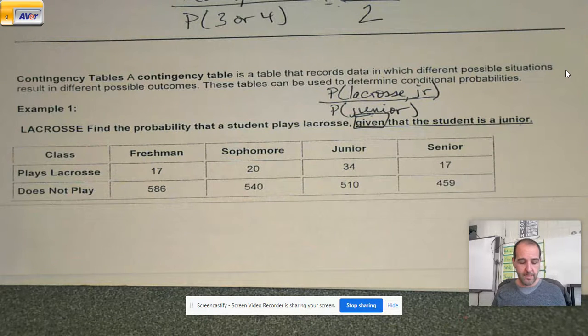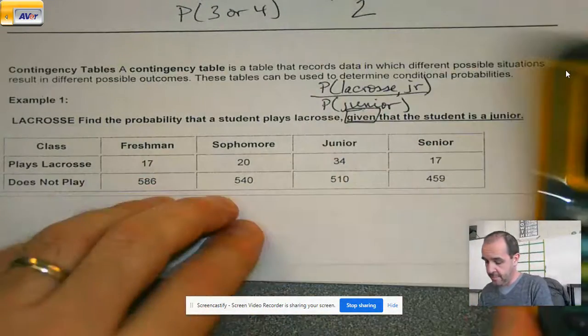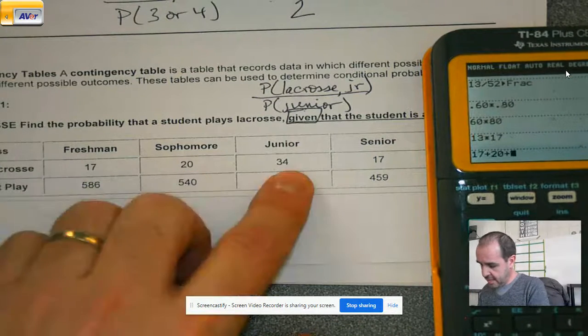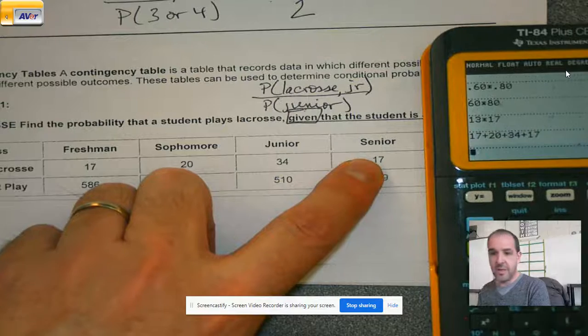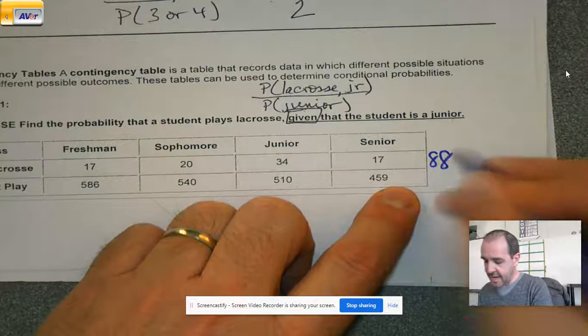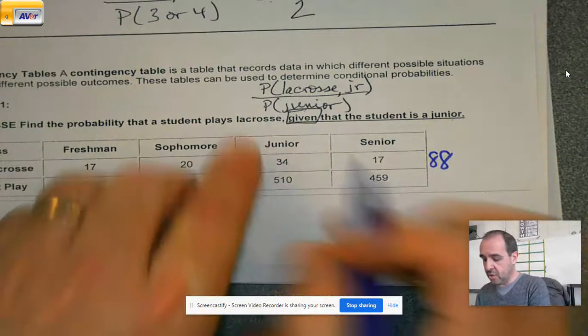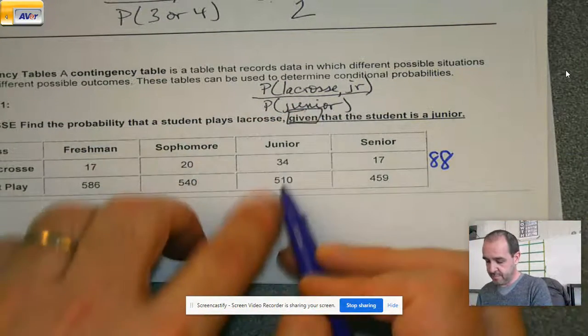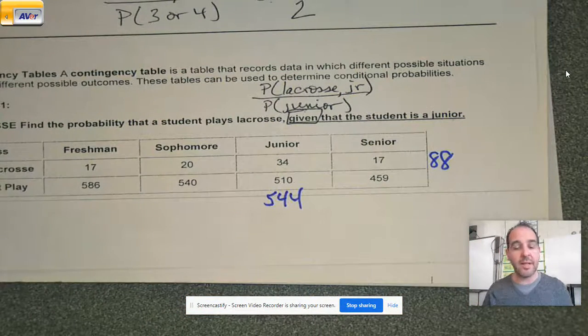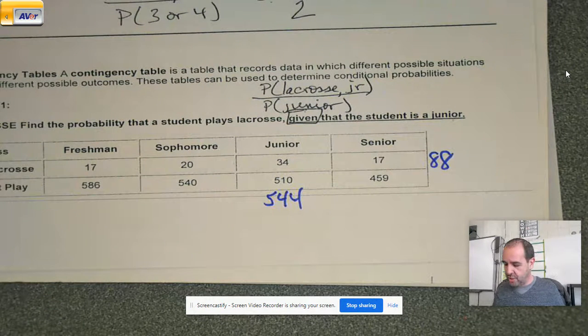We may have to do a little bit of work. So I look and I'm like, okay, people that play lacrosse. Ooh, I have all the individual parts, but I don't have a total. Sometimes I'm going to have to do that part. So let's see here. I got 17 and 20 and 34 and 17. So, you can see that, 88. So I got 88 people that play lacrosse, but I also notice here that I'm going to need to know the number of juniors. So I'd add these up. Now I have some people that will just add all the columns and rows every time, and that's not a terrible thing to do, but you can save yourself a little bit of time if you watch here.